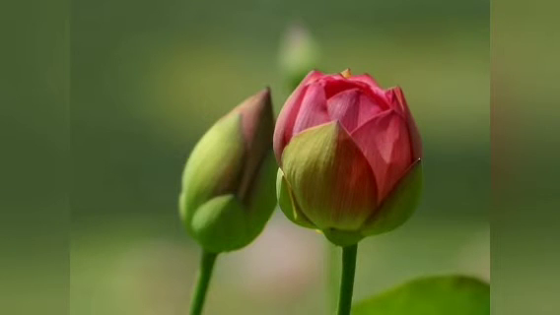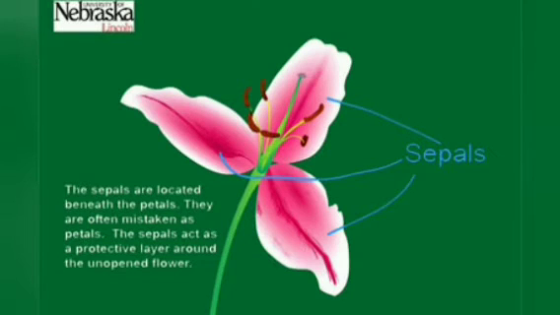Now, the sepal is very much seen when the flower is a bud. This protects the flower when it is a bud. The sepals are located beneath the petal. They are often mistaken as petals. The sepals act as a protective layer around an unopened flower.